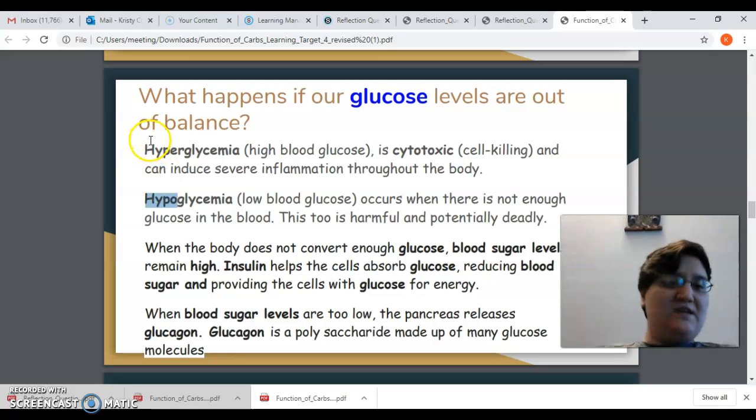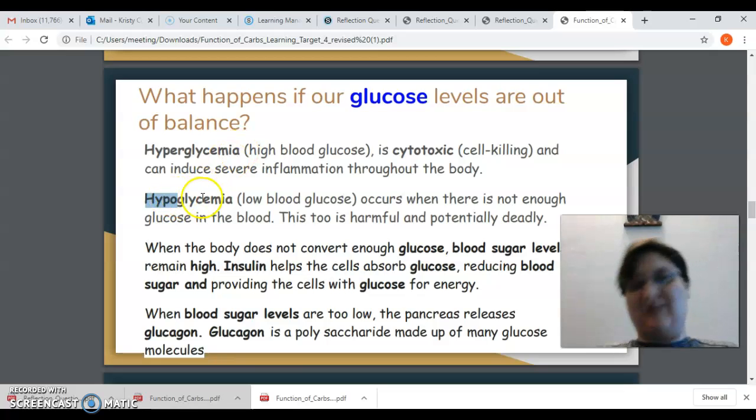So these words here, we have hyperglycemia and hypoglycemia. Hyperglycemia means you have too much glucose in your blood. If you have too much, it could start killing cells. It could cause severe inflammation in your entire body, so everything's puffing up, and it could kill you.